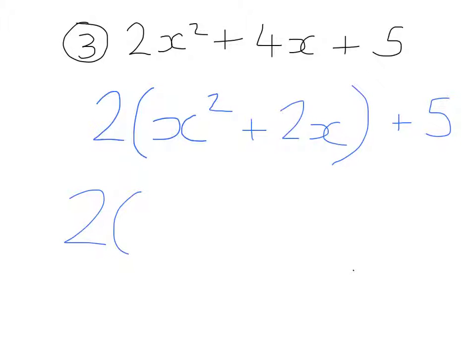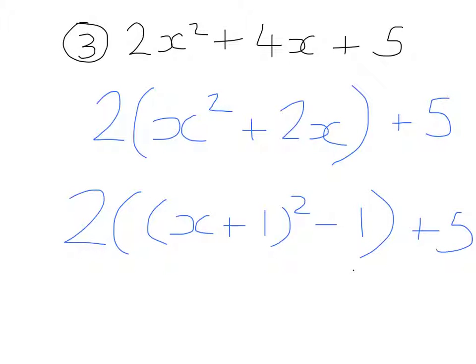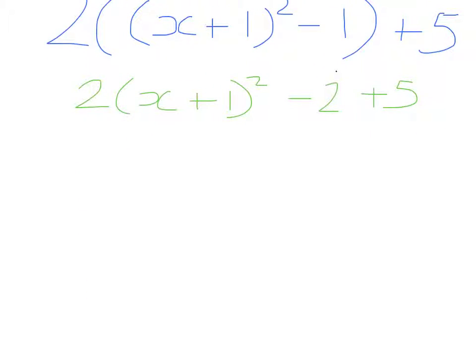Now I would complete that square, so I need to have double brackets in here, and I get x plus 1 squared, and then taking away the square of that, which is just 1. Close my brackets there, and still plus 5. Now I need to multiply this out, so I would get 2 brackets x plus 1 squared minus 2 plus 5, which simplifies to give me 2 times x plus 1 squared plus 3.